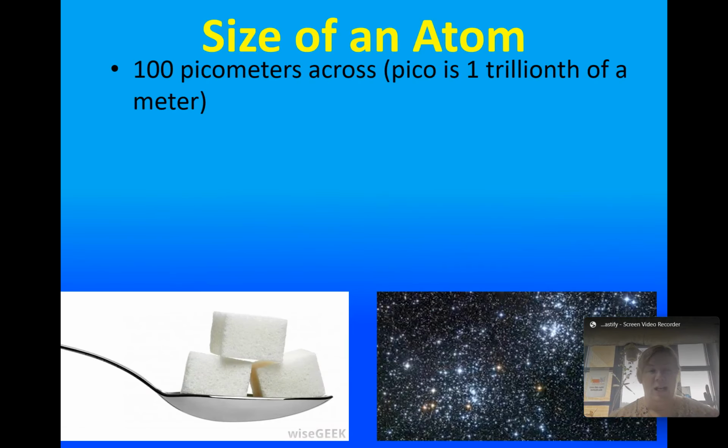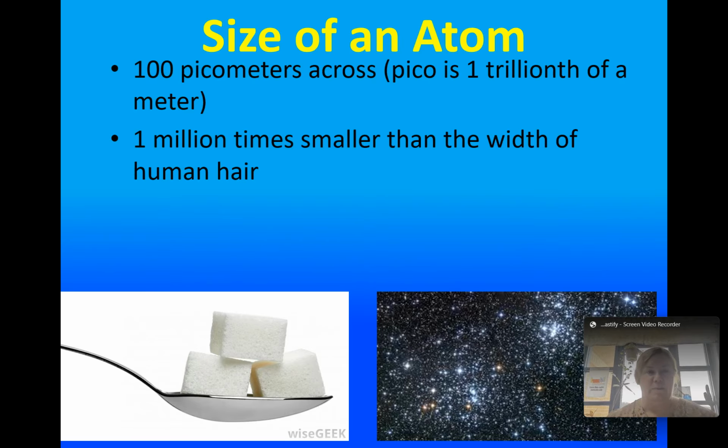Now the size of an atom is wild to think about. The size of an atom is 100 picometers across, and a picometer is a trillionth of a meter. So pretend we took a meter stick and cut it into a trillion pieces, and then we counted off 100 of those. We still wouldn't be able to see what we could find. You cannot see an atom with the naked eye, and you can only see an atom with a specialized microscope called an electron microscope. You can't see them with the microscopes used in biology.